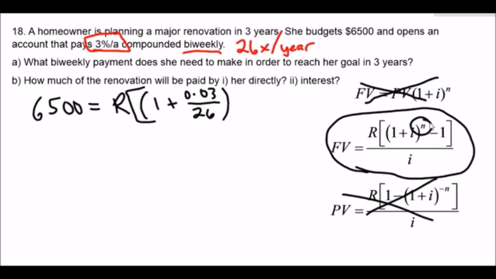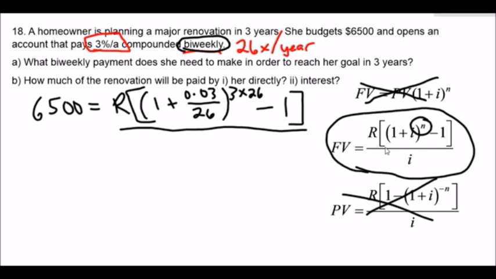n is how long does this money go into the account? Well, it goes in for 3 years, but again, because of that compounding biweekly, 26 times in a year, she needs to make this biweekly payment. So you'll notice that this 26 number, which comes from the fact that it's biweekly, occurs both when I'm altering the interest rate and when I'm altering n. So make sure you do both. And then I need to subtract 1, close the bracket, and then divide by i, which is still 3% and still affected by the biweekly nature of the compounding period. So those are all the values I need in the equation, and now I just have to calculate R.